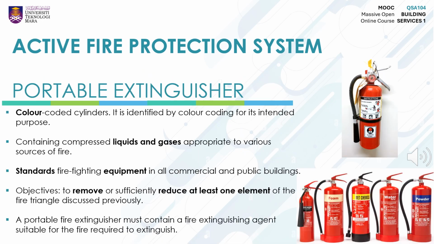Now, let's start with the first type of active fire protection system, which is portable fire extinguisher. Portable fire extinguisher is a color-coded cylinder, identified by color coding for its intended purpose. It contains compressed liquids and gases which are appropriate to various sources of fire. This is also the standard firefighting equipment used in all commercial and public buildings. The objective of a fire extinguisher is to remove or sufficiently reduce at least one element of the fire triangle discussed in the previous lecture.